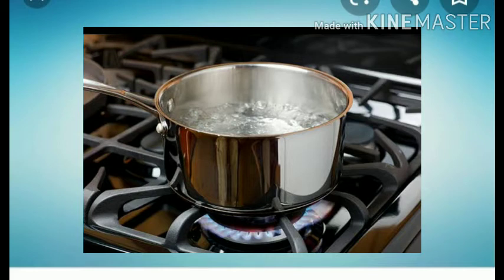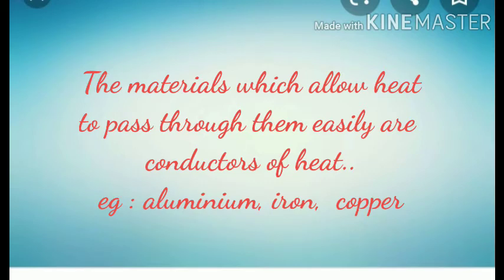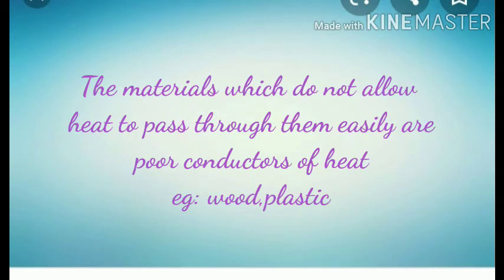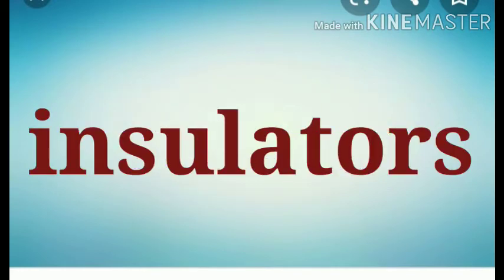So, the materials which allow heat to pass through them easily are conductors of heat. For example, aluminium, iron and copper. And the materials which do not allow heat to pass through them easily are poor conductors of heat, such as plastic and wood. Poor conductors are known as insulators.